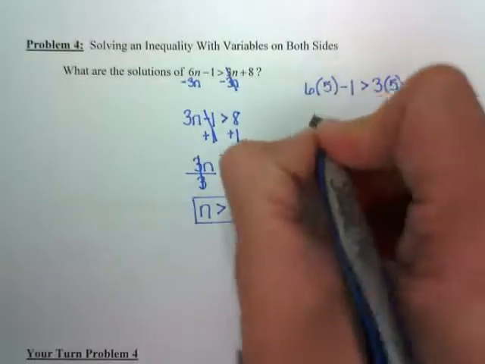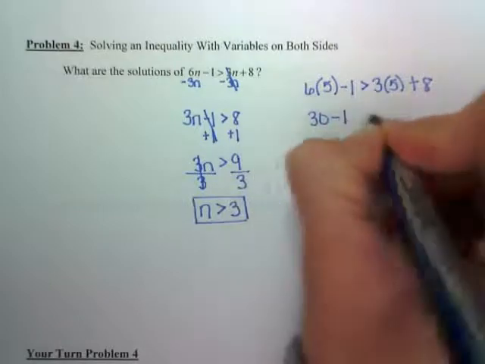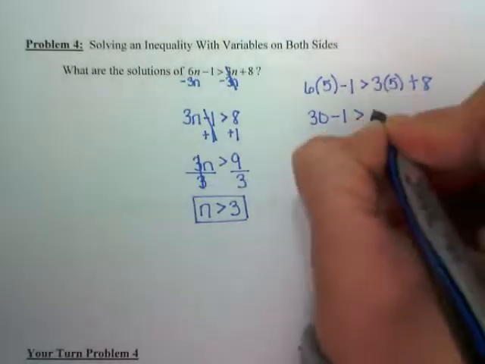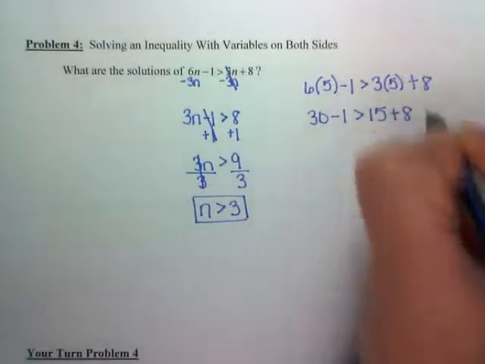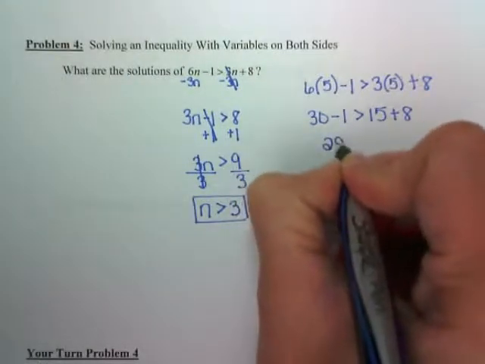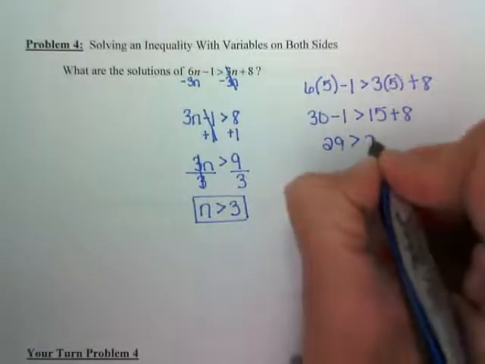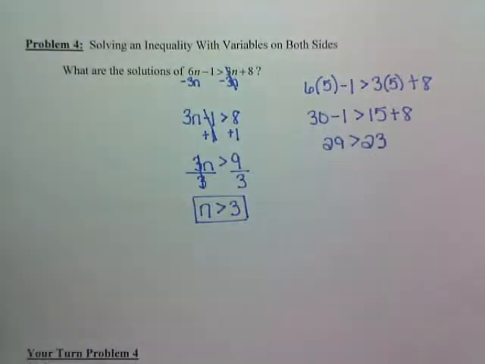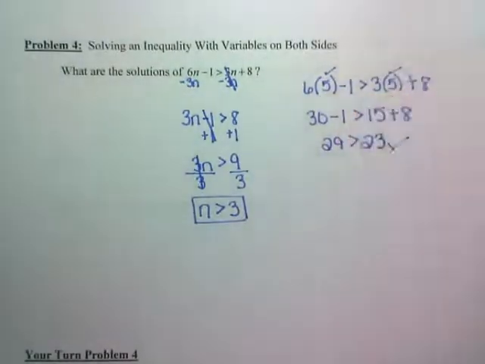Now, 6 times 5 gives me 30. I have minus 1. Greater than 3 times 5 gives me 15. Still have my plus 8. 30 minus 1, that's easy, 29. Greater than 15 plus 8 is 23. Is 29 greater than 23? And that is true. Therefore, 5 works when you substitute it in for n, so our solutions are correct.